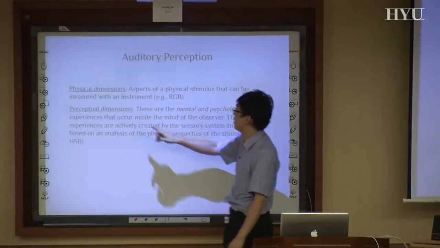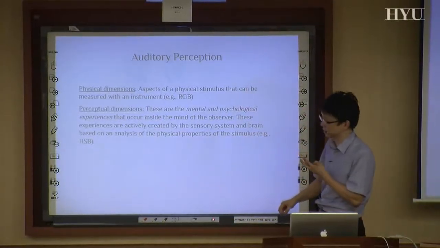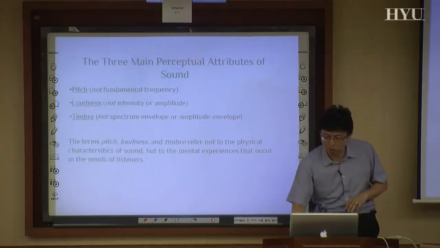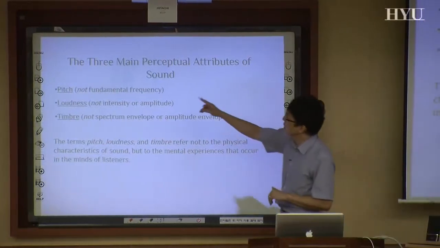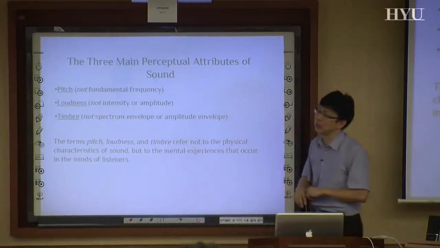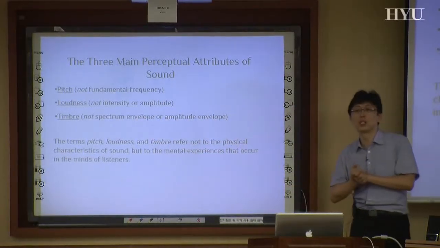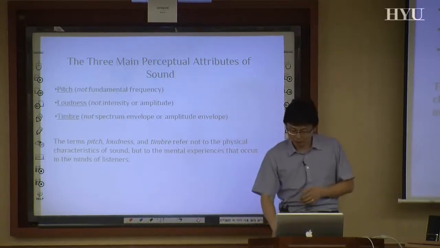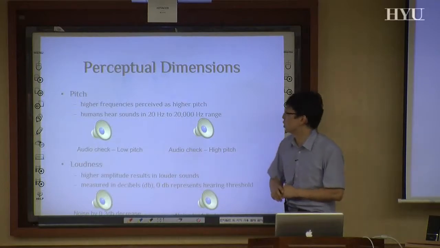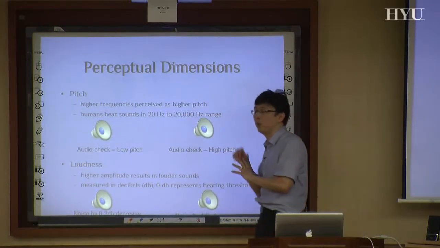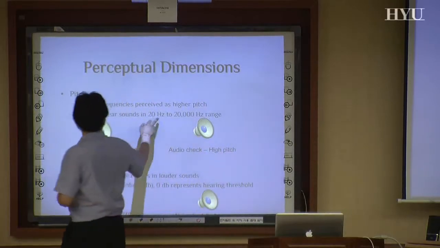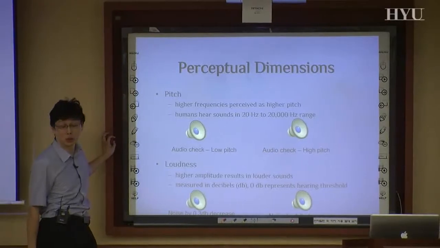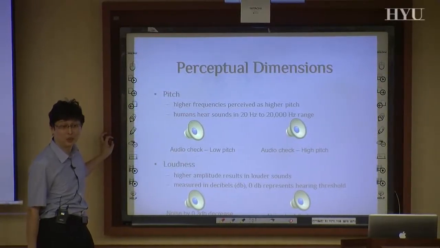So for perceptual dimensions, we have three things: pitch, loudness, and timbre. That's why we want to learn about these three things. Pitch, loudness, and timbre are the different perceptual dimensions of our auditory information. So, step by step, pitch. Our auditory perception can only hear 20 hertz to 20,000 hertz, 20K hertz.